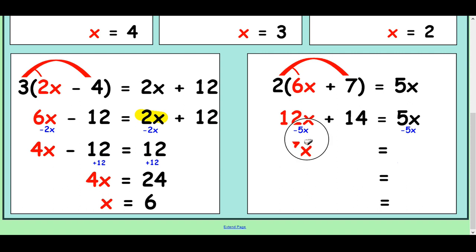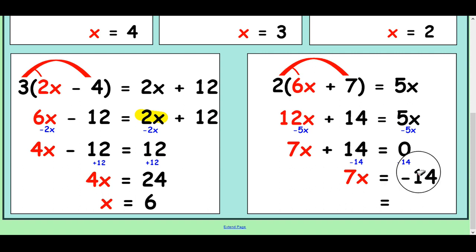Now that's going to leave us with 7x plus 14, because nothing's happened to that. And crucially over here, we're going to get 0. Now we shouldn't be afraid of that. That's absolutely fine to get 0 here. So I've got plus 14. I don't really want that plus 14 there, so I'm going to take it away from both sides. That's going to give me 7x. 0 take away 14 is minus 14, then divide by 7 to finish, and you get minus 2.